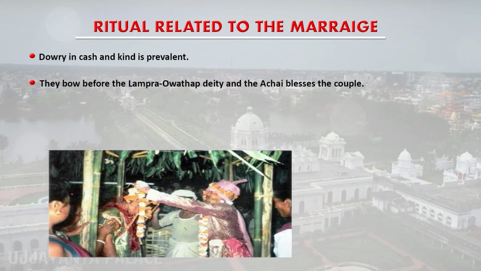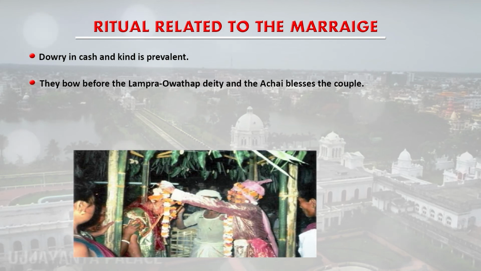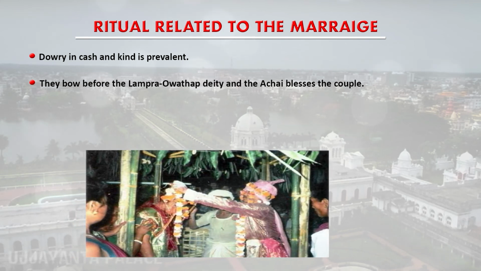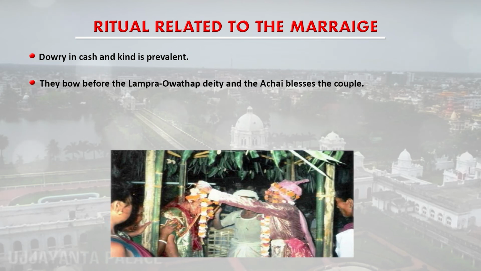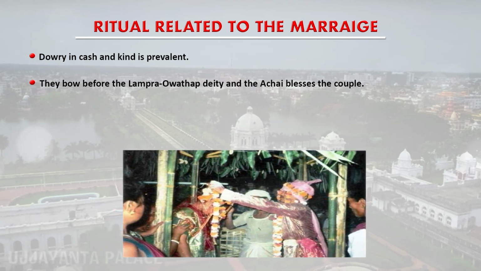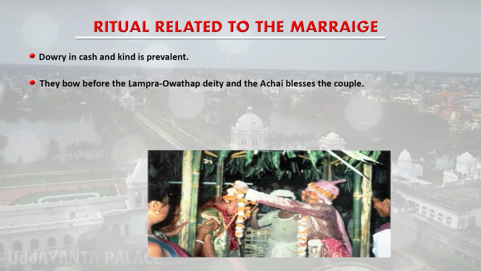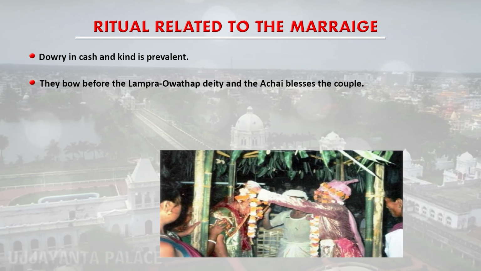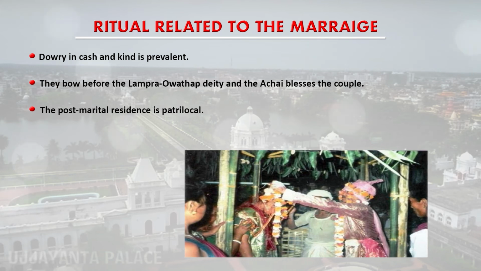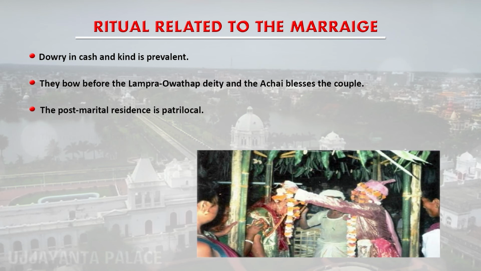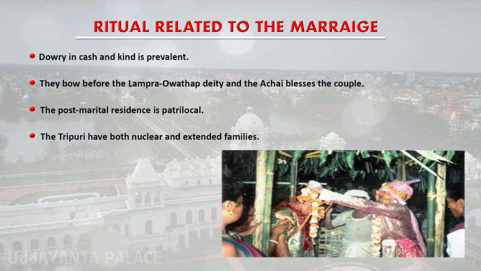The rituals are basically changing over time. In earlier days, women did not pay dowry, but these days giving dowry among the Tripuri community is quite common. The marriage is observed at the bride's place, and they worship Lampra Puja and Wathop. These are carried out by the Ochai, which is the word for the priest in their community. After the marriage is over, the post-marital residence is basically patriarchal, and they live in either a nuclear family, an extended family, or a joint family.